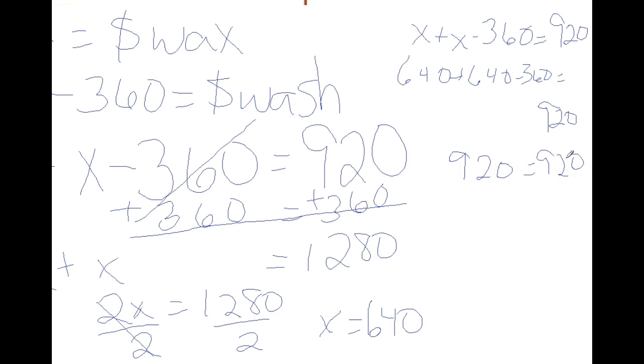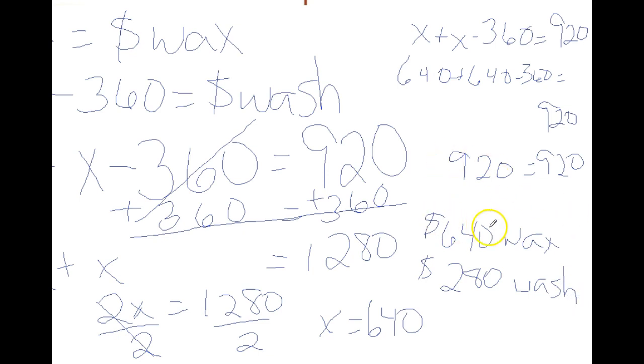Now, I want to make sure that we understand what this is actually telling us. X is $640, so X was the amount of money that they made in the wax business that day. So they made $640 in the wax business. And then in the wash, we have to do X minus 360. So in the wash, they made $280 in sales in the wash.